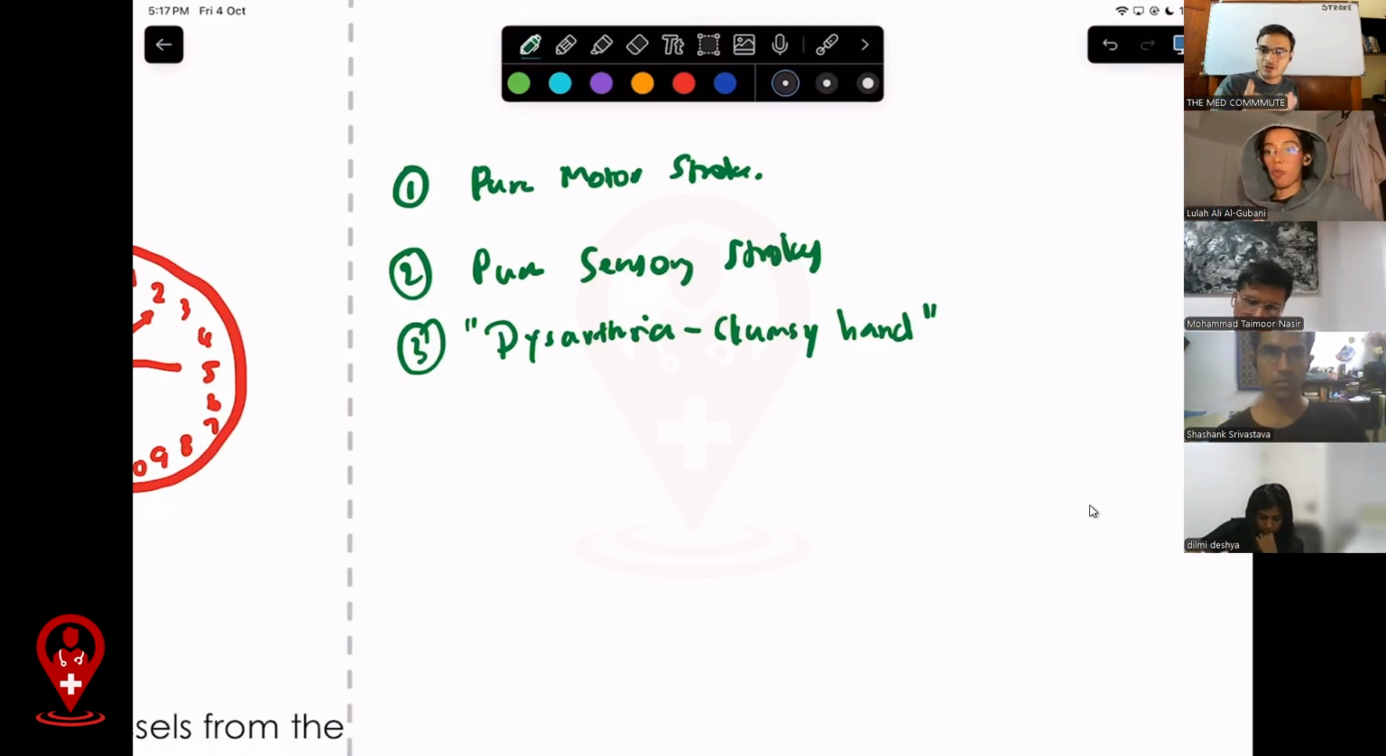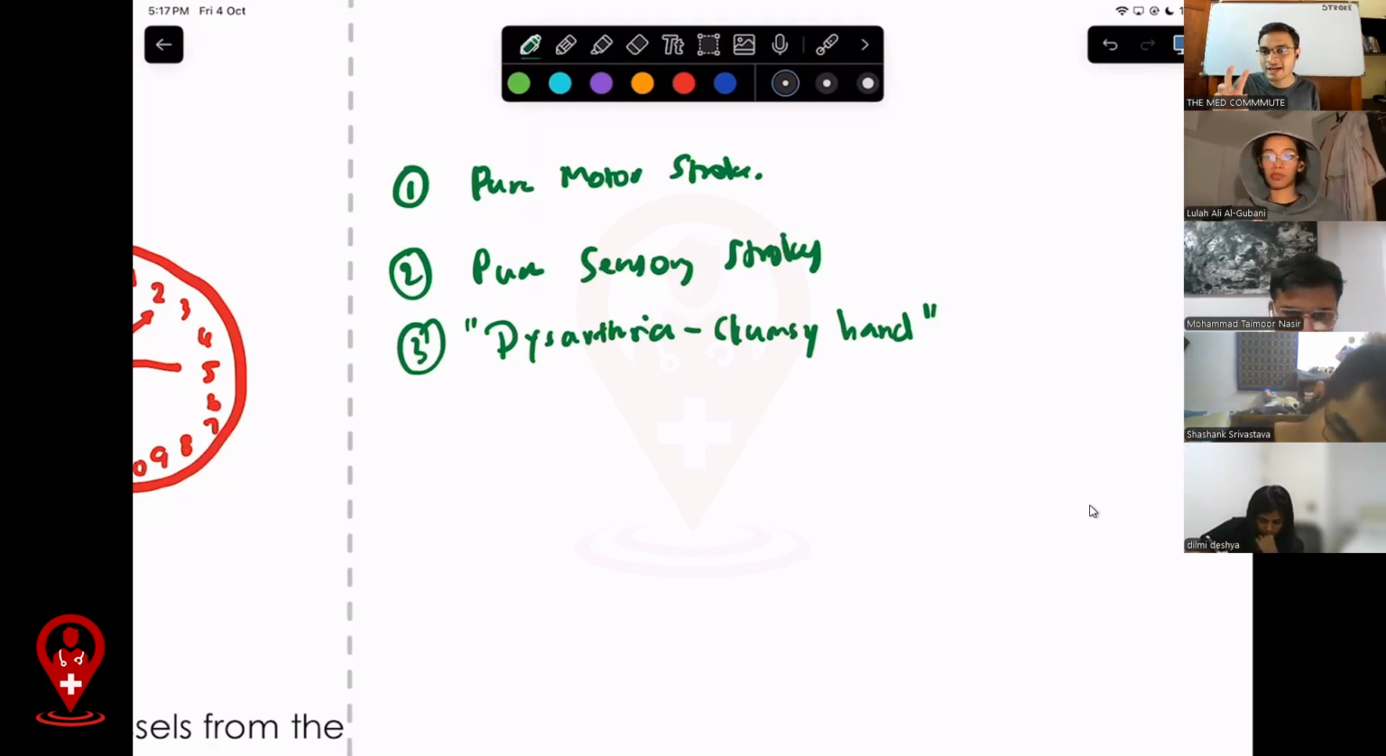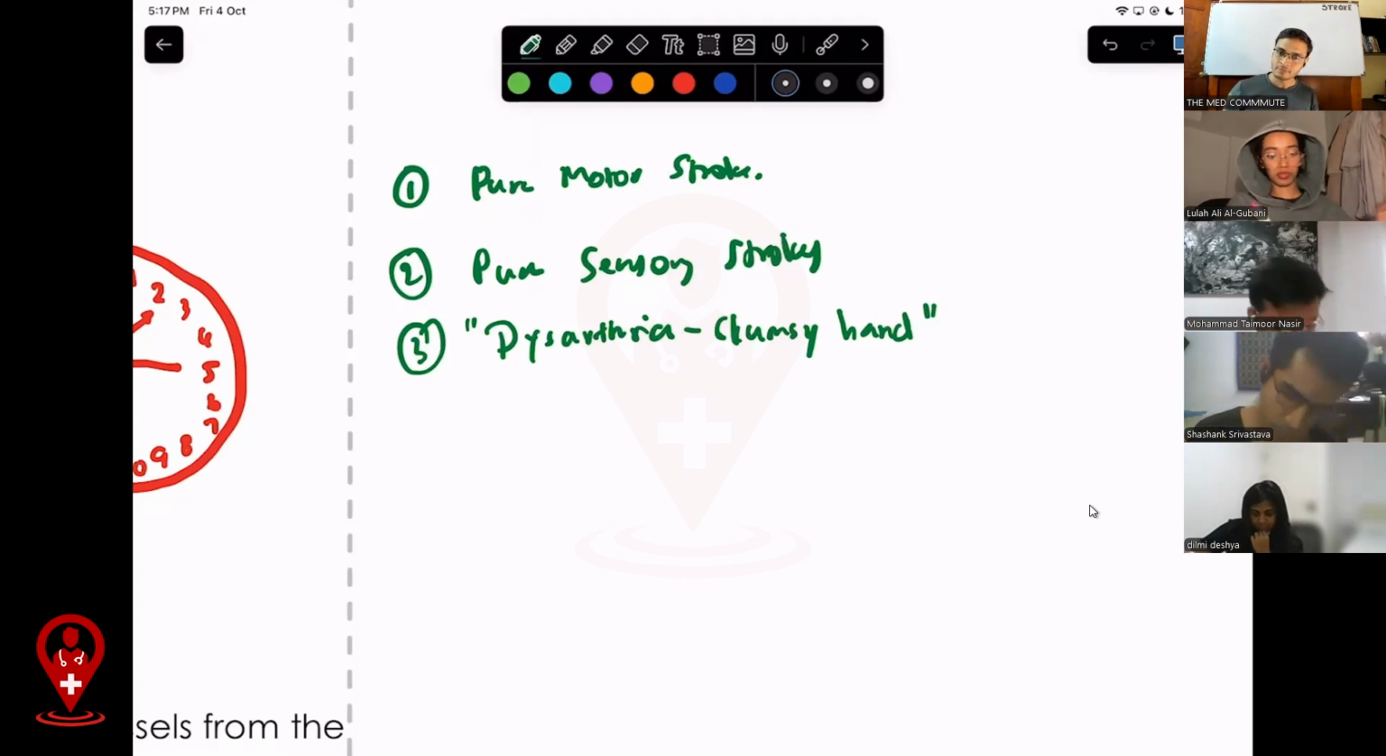Their motor strength is actually normal, but they can't do fine activities. You tell them to tie a shoelace, they cannot. You tell them to write something using a thin ballpoint pen, it's difficult for them. So fine motor activities are a little bit lost. This is what we are calling clumsy hand. So again, this is seen in lacunar strokes. Dysarthria, clumsy hand, okay?